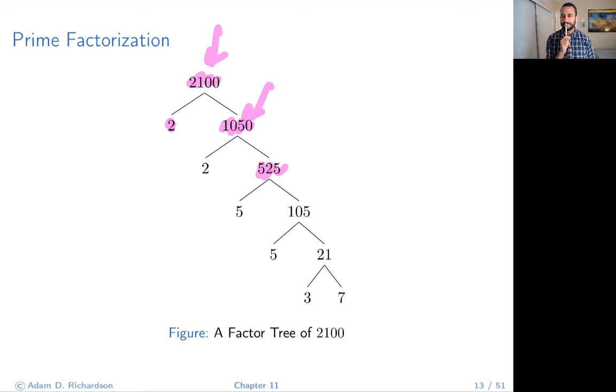Why is that divisible by 5, though? That's a good question. We're going to see that in the next lecture. And that's one way you can proceed. To find the prime factorization, you basically just pick out all of the leaves, all the leaves that are sticking out here.